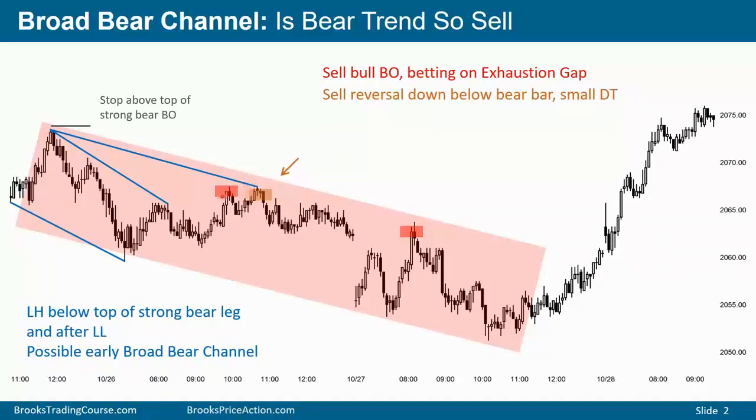A double top, you can also call it a wedge, 3 rallies, 1, 2, 3, even though the second and third rally are at the same price. Wedge bear flag and a lower high. Bear breakout, not very strong. Now we have a small double top here, a triangle. Traders will look to sell a reversal down below a good looking bear bar like that.